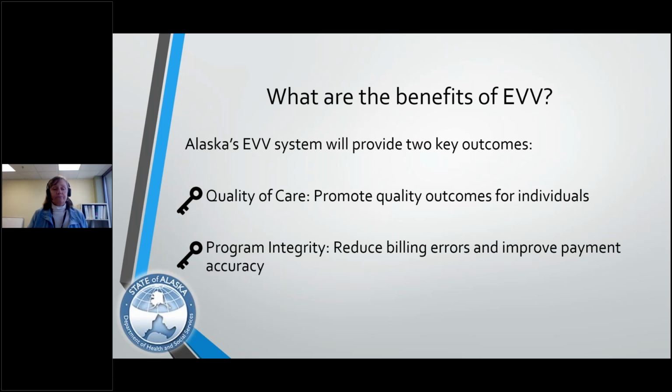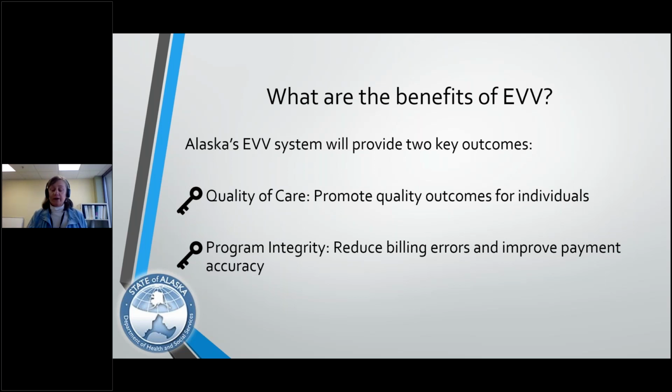And then the program integrity part of it is really reducing billing errors, as this says, reducing unauthorized services, and it validates that service delivery happened. So it also provides additional auditing tools. So both providers, the state, and the feds kind of know what's happening in real time.